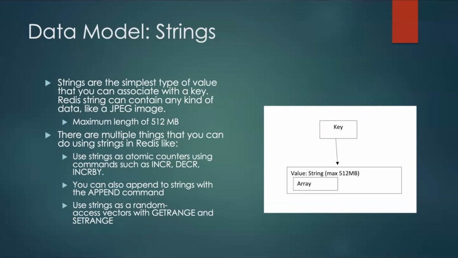And then you can also use strings as a random access vector with get range and set range. There are different types of things you can do with strings. You can find more information on that in the Redis documentation.